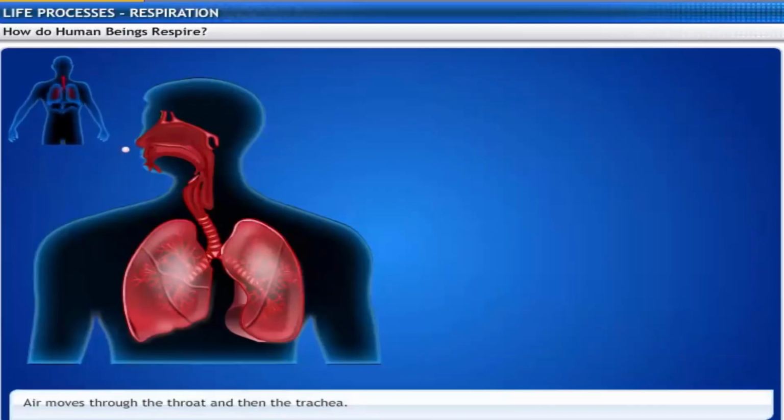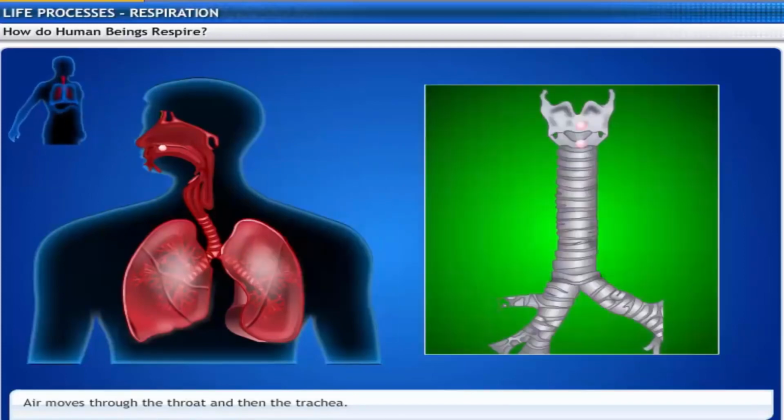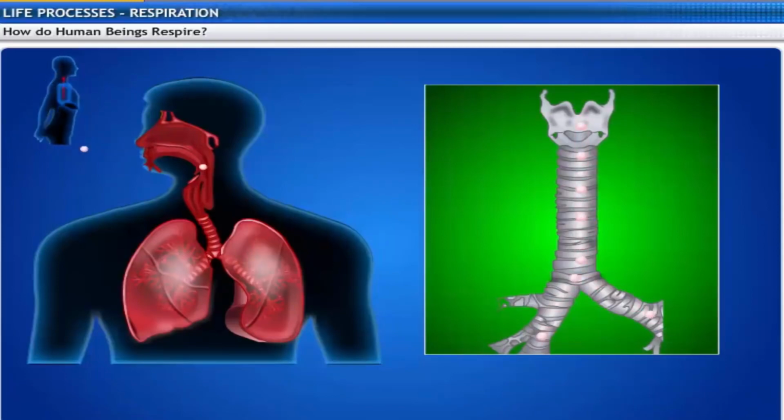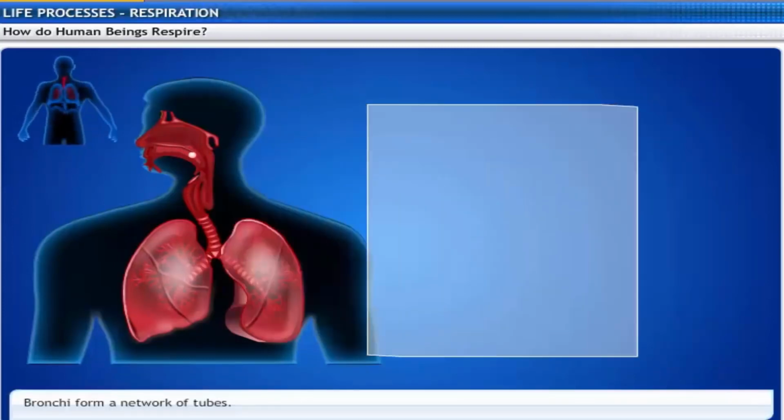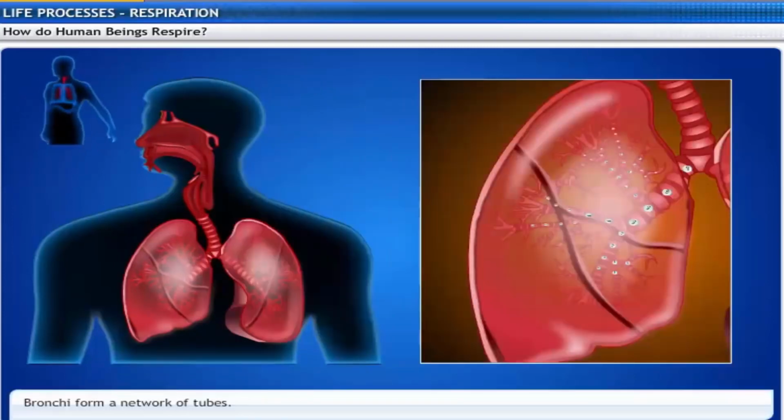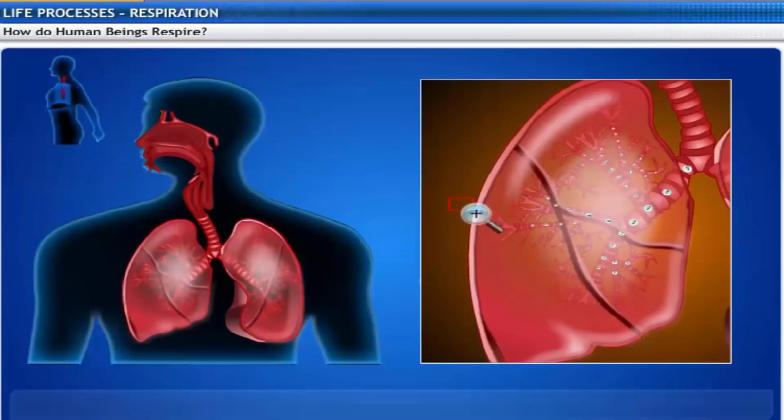Next, the air travels through the throat and then moves through the rings of cartilage called the trachea. The trachea ensures that the air passage does not collapse. From here, the air passes through the bronchi before entering the lungs. The bronchi are like a network of tubes that keep branching into smaller tubes.